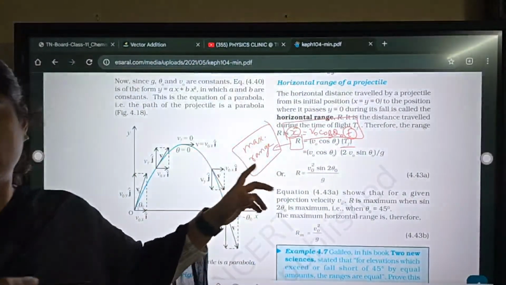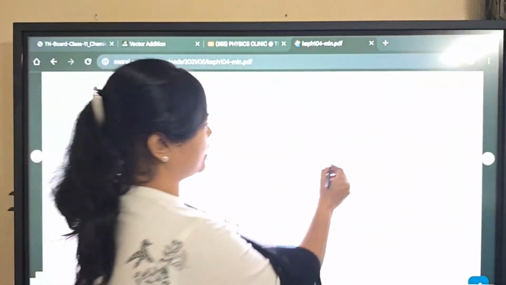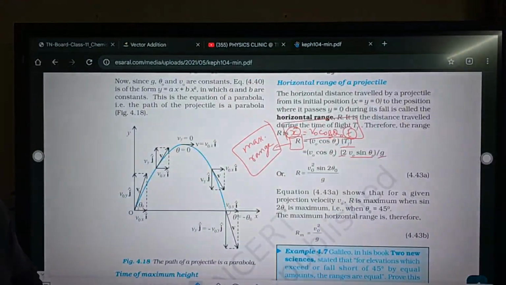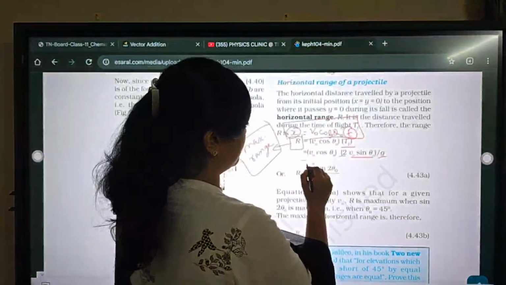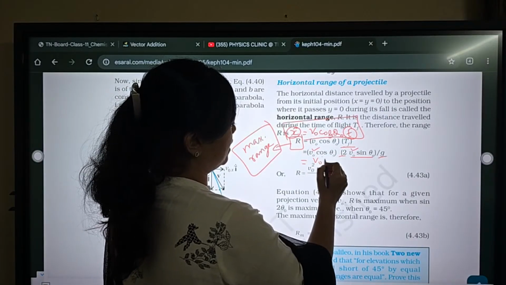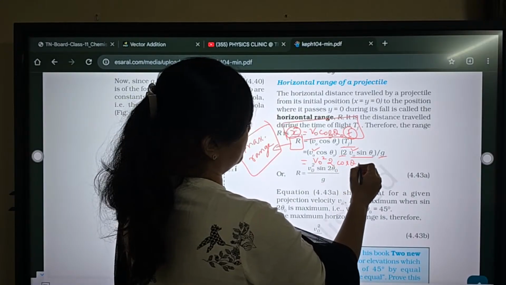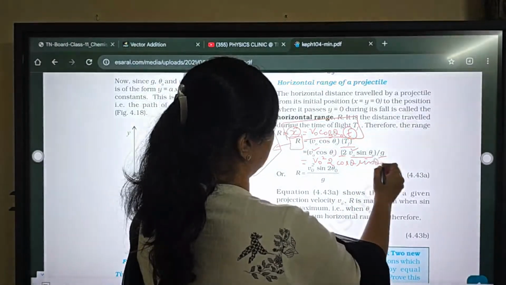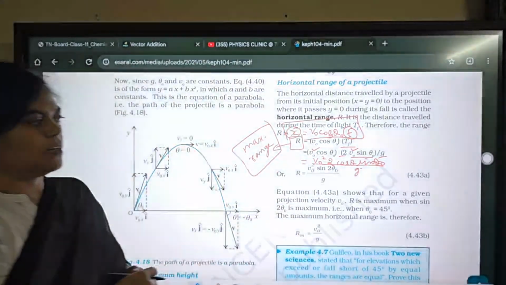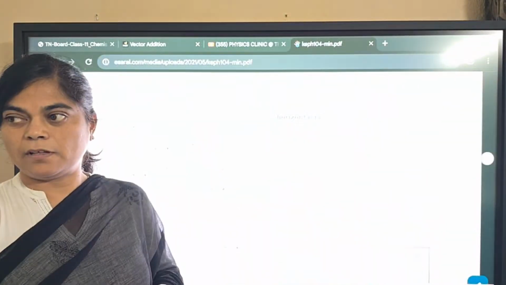So what is this? R is equal to v naught cos theta naught TF. What is TF? 2 times v naught sin theta naught by g. Is it clear for you? Then if you multiply this, v naught into v naught will be v naught square, and 2 cos theta sin theta. So it looks like the sin 2 theta formula, right? 2 sin theta cos theta will be sin 2 theta.